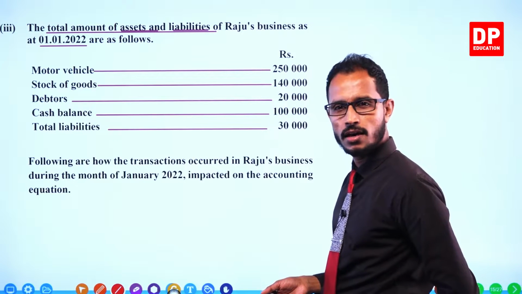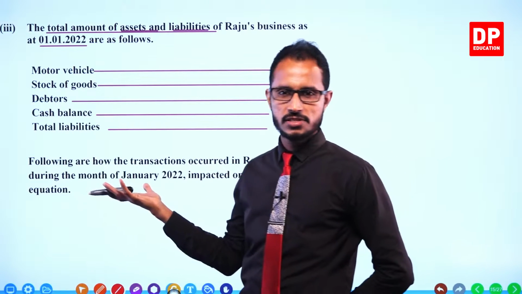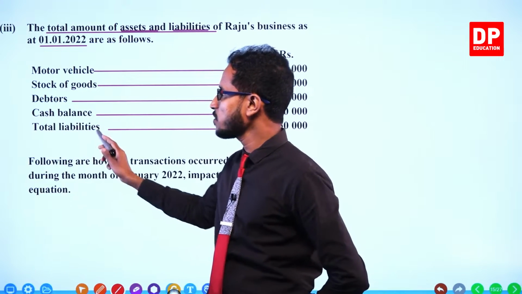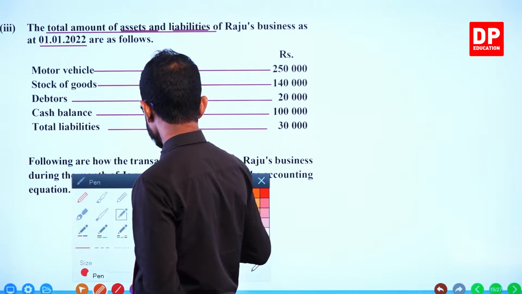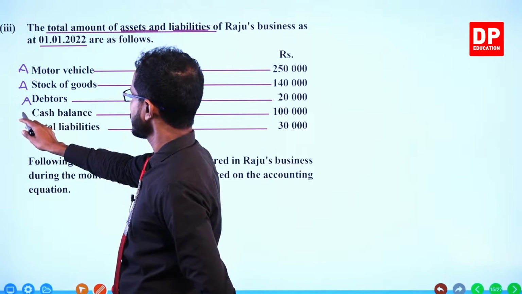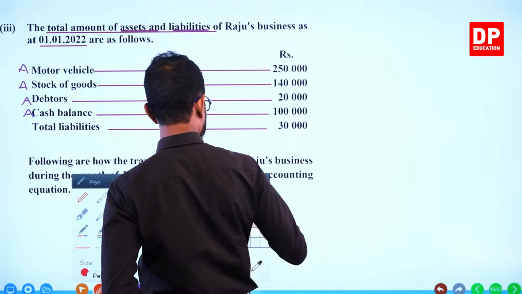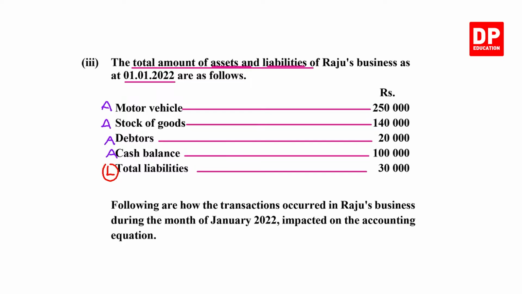Assets and liabilities. You should be familiar with this. You have 1, 2, 3, 4 assets and total liabilities separately. Let's mark them. Asset, asset, asset, asset, and only one item, the total of liabilities. Great, that's great.